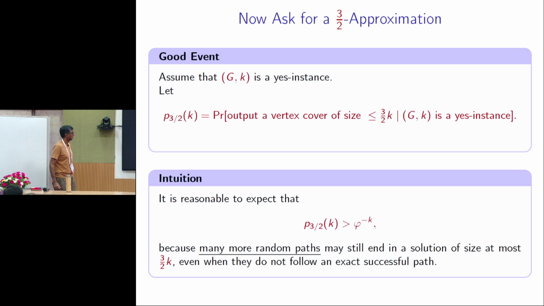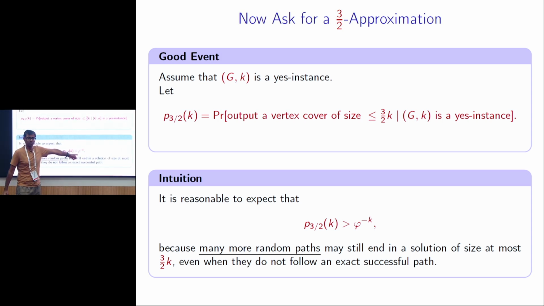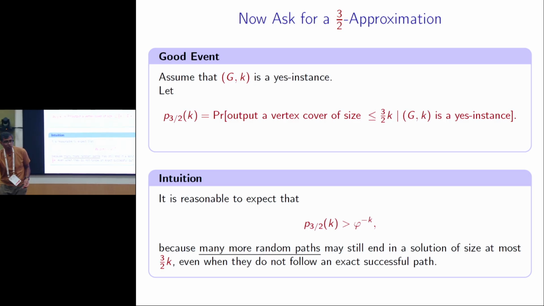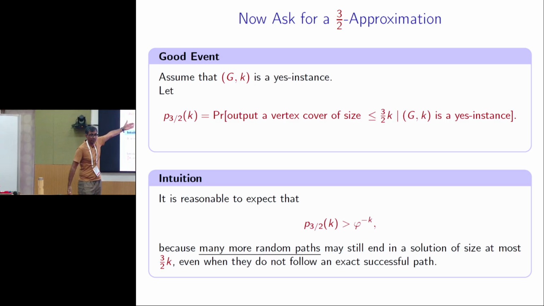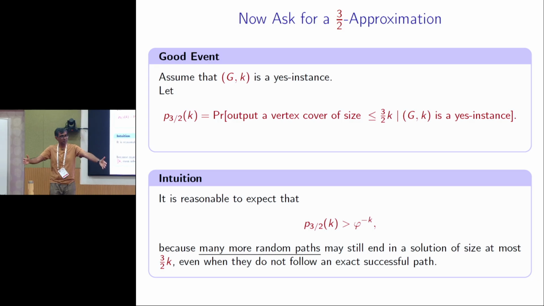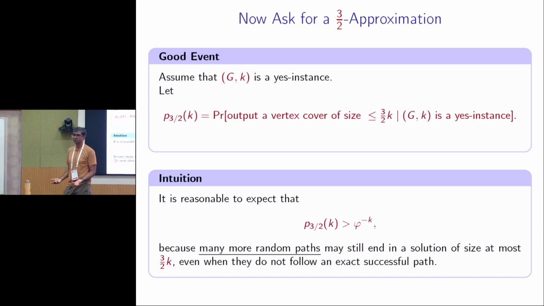Okay, so I know for sure that this is better than 5 to the power minus k. Why? Because everything that goes always left, left, left is counted here, but there are many more paths that are there. So how to account? So I definitely know intuitively that success probability is at least this much, but how much is it?